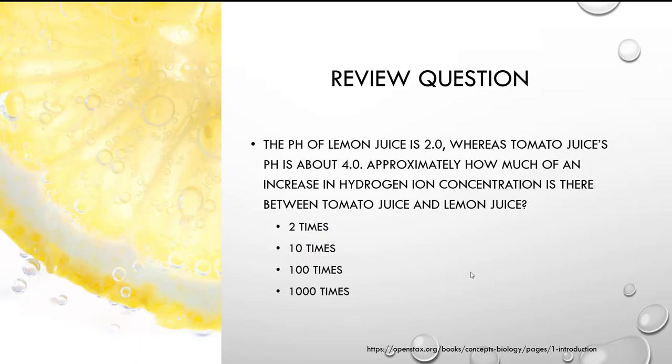And then we have the pH of lemon juice, which is 2.0, whereas tomato juice pH is about 4. Approximately how much of an increase in hydrogen ion concentration is there between tomato juice and lemon juice? Is it 2 times, 10 times, 100 times, or 1,000 times?